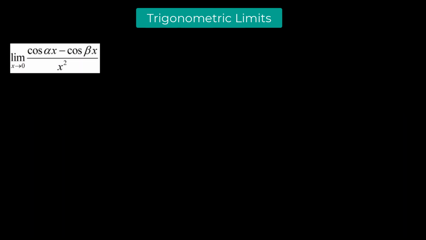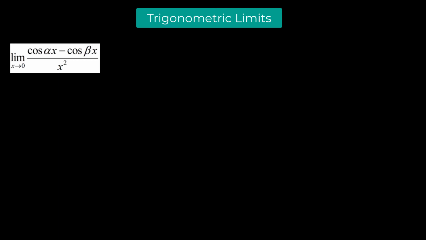So here we have the function cos of alpha x minus cos of beta x divided by x squared. When we substitute the value of x, we have cosine of alpha times 0, which is cosine of 0, which is 1. Similarly, cosine of beta times 0 is cosine of 0, which is 1. So we have 1 minus 1, or 0 in the numerator, divided by 0. So it is an indeterminate form of 0 over 0.